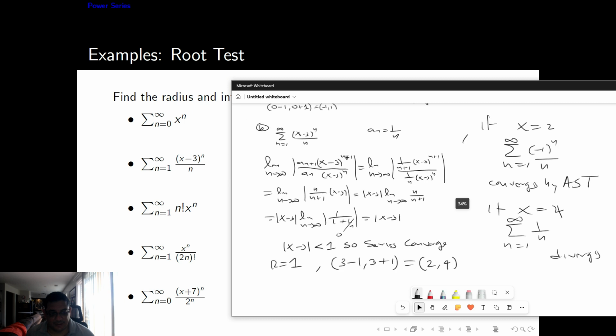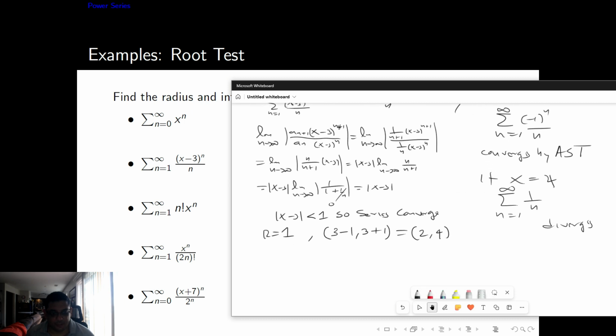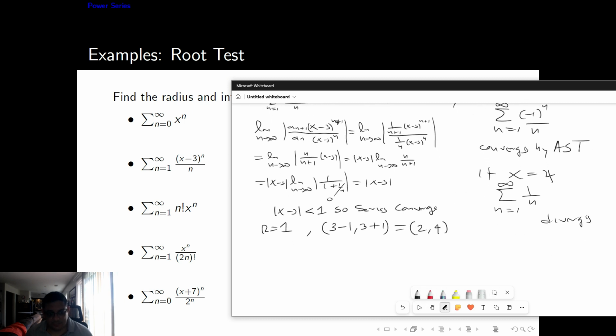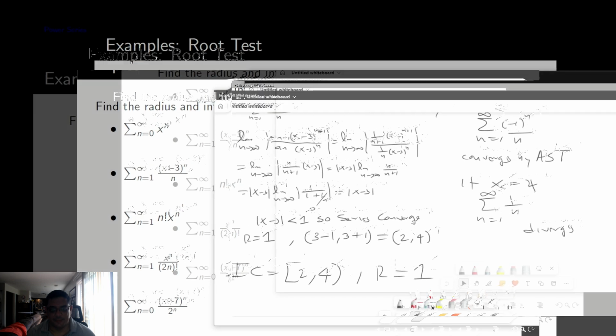So this means that the interval of convergence is going to be [2, 4), closed at 2 and open at 4. And the radius is just going to be 1. Now let's move on to the next example.